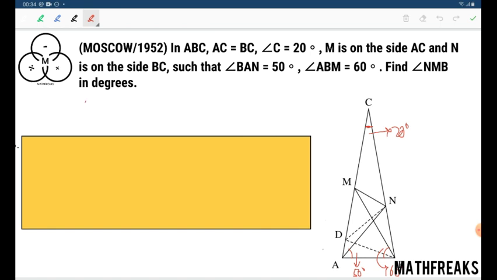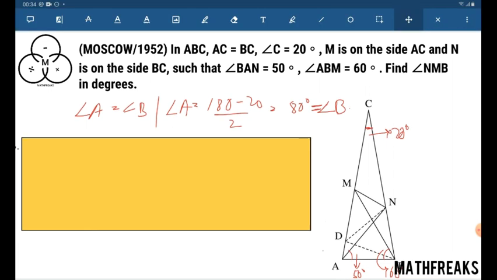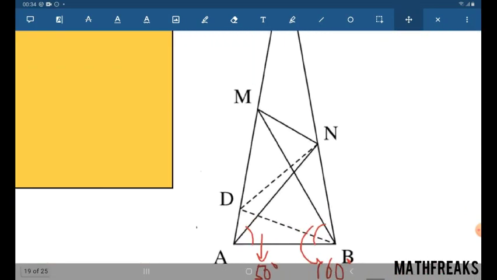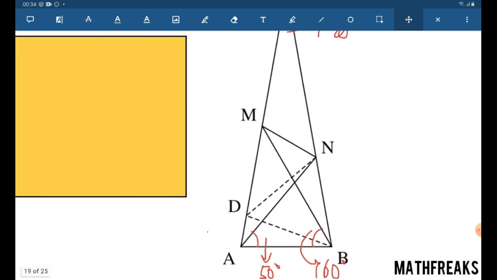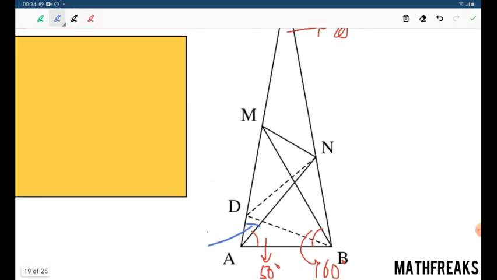What about angle A? Angle A equals to angle B, which implies that angle A equals to (180 minus 20) by 2. Simply speaking, 80 degree equals to angle B. Very simple part. So this part is 30 degree. This is 20 degree.